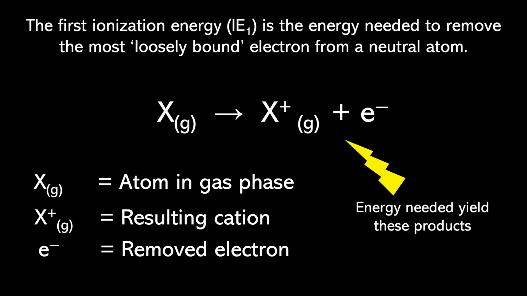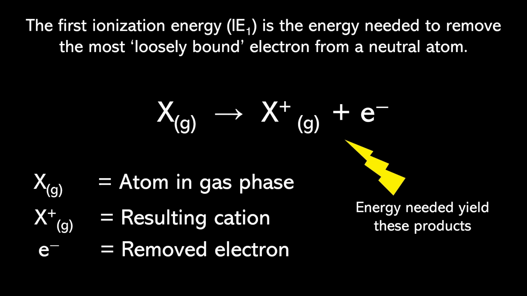The first ionization energy, or IE1, is the energy needed to remove the most loosely bound electron from a neutral atom. This process can be represented by the equation: X in the gas state goes to X plus in the gas state plus e minus, where X is the atom in the gas phase, X plus is the resulting cation, and e minus is the removed electron.